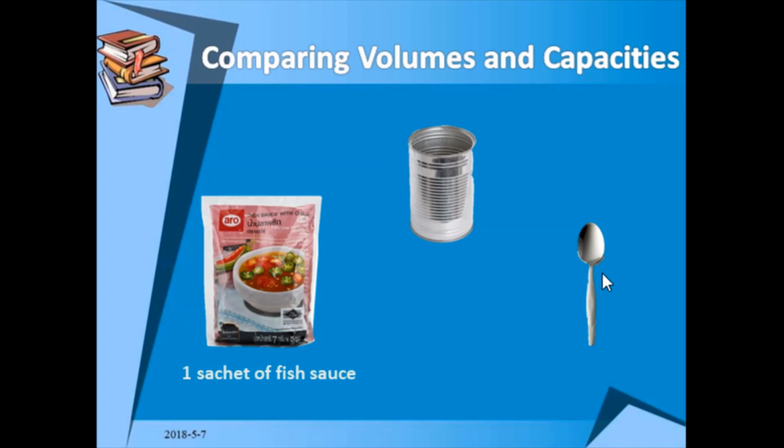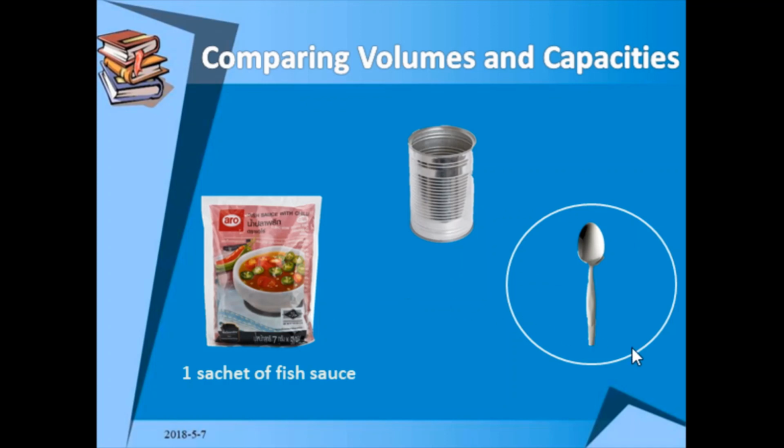Okay, because it has a small amount, we use this 1 teaspoon or 1 tablespoon. The can is just too big for this 1 sachet of fish sauce. Right? Remember again, the bigger the good, the bigger is its container capacity. The smaller the good, the smaller has to be its container capacity.